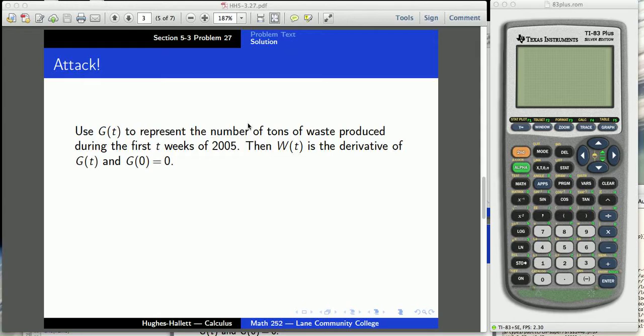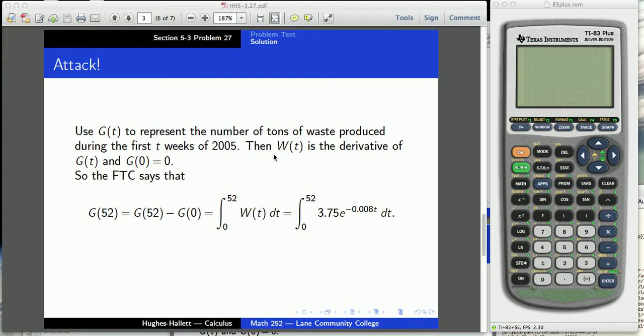We also know that in 2005, when the year just started, we hadn't produced any waste yet. So g of 0 is 0. Now I'm going to apply the fundamental theorem of calculus. It says that g of 52 minus g of 0, which is the same thing as g of 52, is the integral of W from 0 to 52. Why is that true? It's because W is the derivative of g. When you integrate the derivative, you get the change in the function. And we have an expression for W, which was given by the problem. So if we can find this integral, which I'm about to do on the graphing calculator, then we will have g of 52, the total number of tons of garbage produced during all the year.